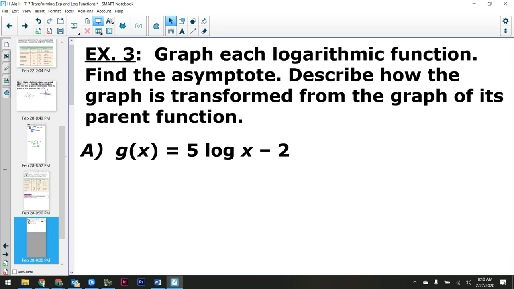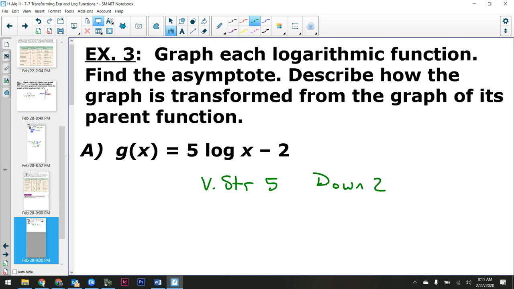All right, graph each logarithm function, find the asymptote, describe how the graph is transformed. Okay, so what do we think is happening here? Vertical stretch of 5. Good, and? Down 2. Good. So we have a vertical stretch of 5 and a down 2.